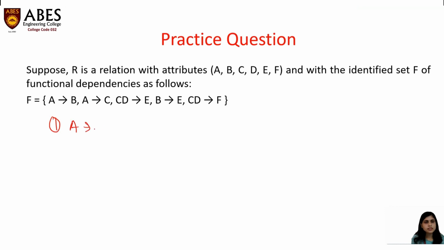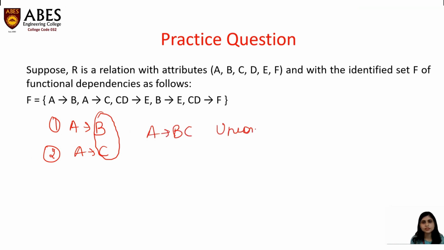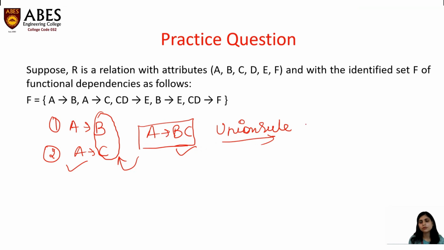In the first functional dependency, there is a functional dependency from A to B, and there is a functional dependency from A to C. So can we combine these two? Yes, we can do so with the help of union. So the functional dependency from A to BC can be inferred from the given set of functional dependencies. This is given, this was hidden. So we found this hidden functional dependency with the help of the union rule.